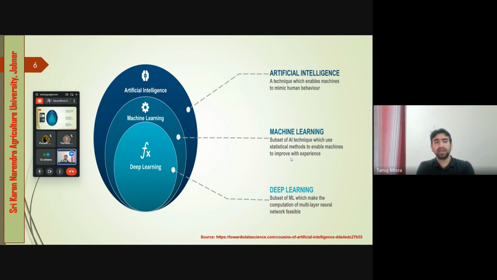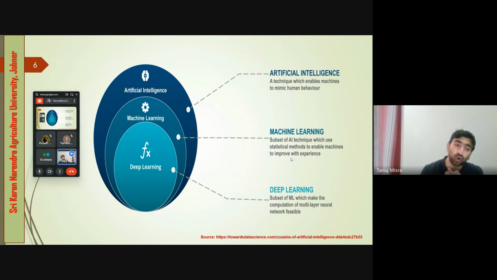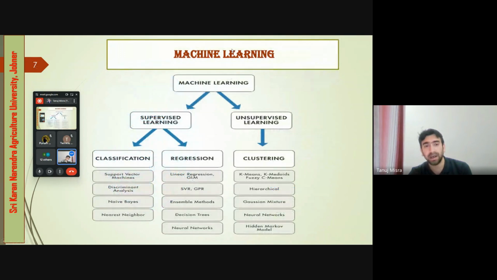So what is deep learning? Deep learning is again a subset of machine learning techniques which makes the computation of multi-layer perceptron, multi-layer neural network feasible. I will tell you in some slides later what a multi-layer perceptron is, what a neural network is. As I told, the structure of the human brain, actually artificial intelligence, or deep learning, or machine learning technology is totally inspired by the structure of the human brain, the structure of the neuron. Okay, so one by one, I'm coming.